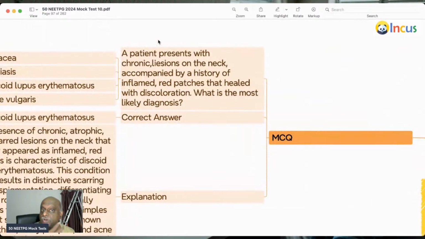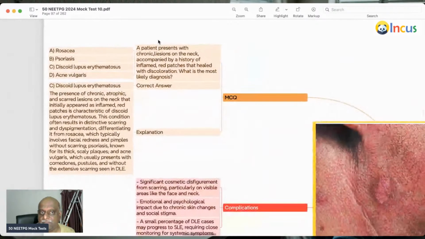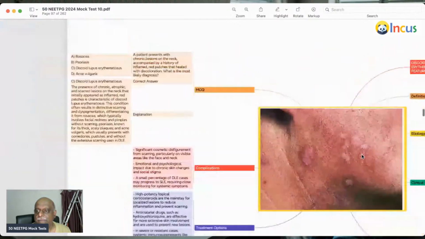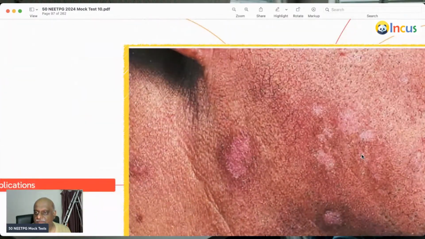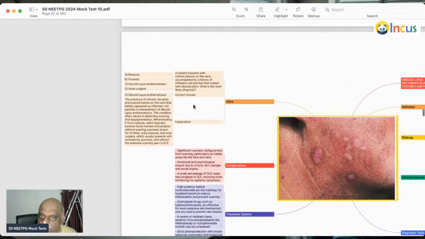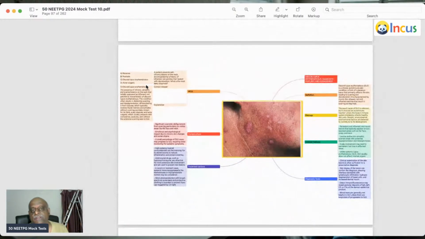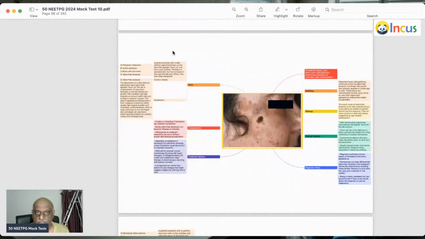The patient has chronic lesions on the neck accompanied by a history of inflamed red patches, as what you can see here. Right, doctor? Red patches that healed with discoloration. Classical of discoid lupus erythematosus is what you need to remember.